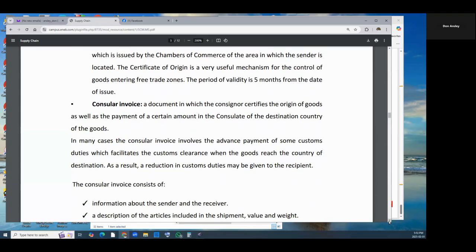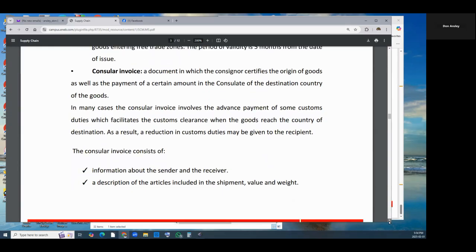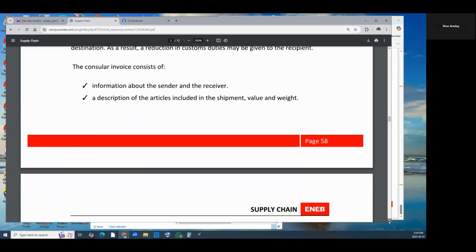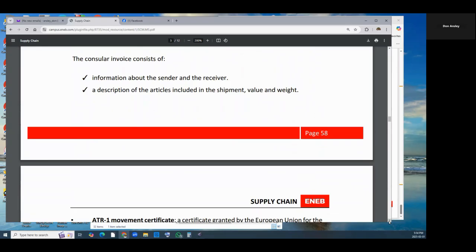And then we have consular invoice, a document in which the consignee certifies the origins of goods as well as the payment of a certain amount in the consulate of the destination country of the goods. In many cases, the consular invoice involves the advance payment of some customs duties, which facilitates the customs clearance when the goods reach the country's destination. And as a result, a reduction in customs duty may be given to the recipient. The consular invoice consists of information about the sender and receiver, a description of the articles included in the shipment, value and weight.